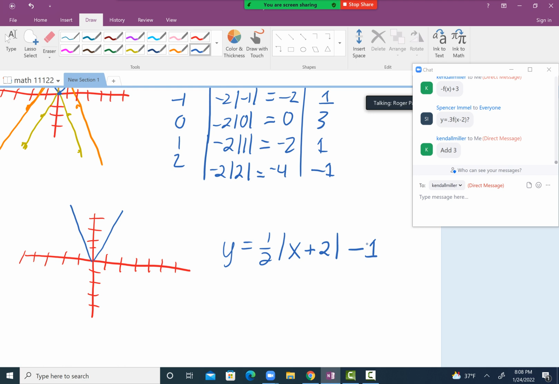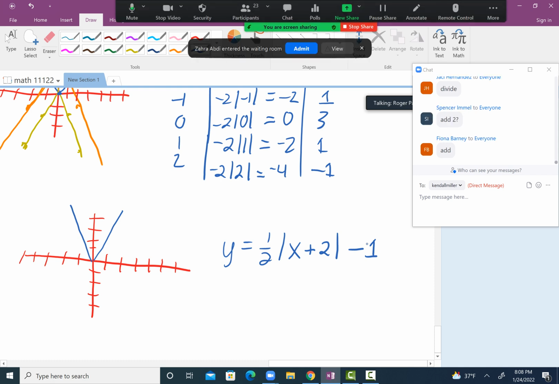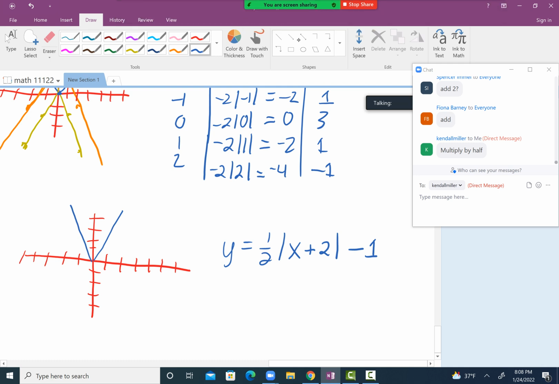Again, we got to ask ourselves, what will we do first in this case? So if I know what x is, would I multiply it by half? Would I add 2? Or would I subtract 1? What do you think? Suppose we knew what x was. What would we do first? We got 1 multiply, we got 1 divide. Add 2. Multiply by half. Add.